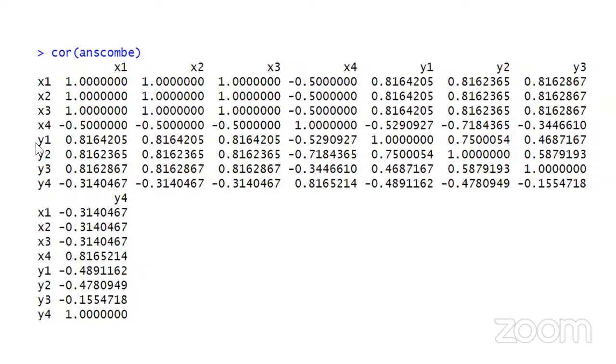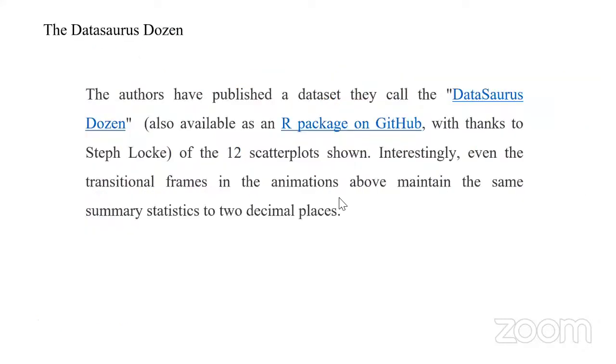You can see the correlation between x1 and y1 is 0.8164 or so, the correlation between x2 and y2 is again 0.8162, between x3 and y3 0.8162, and x4 and y4 0.8162. Similarly, we will have y1 and x1 and so on, because it is a property of correlation that whether you calculate the correlation of xy or of yx, it gives the same value.